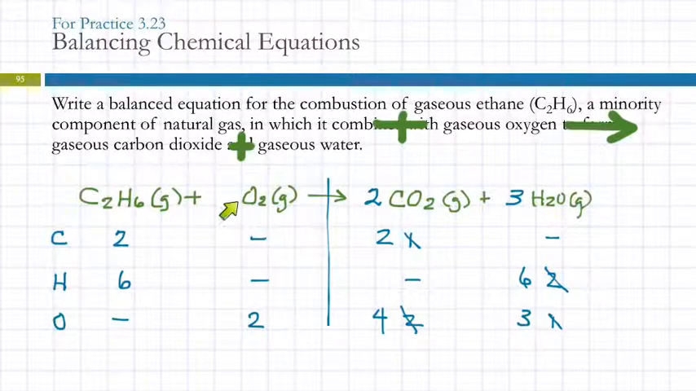Oxygen is a good one to leave to last because when I change this one, I'm not going to mess up any of the work that I already did. So let's look at oxygen. On the left I have 2. On the right I have 7.